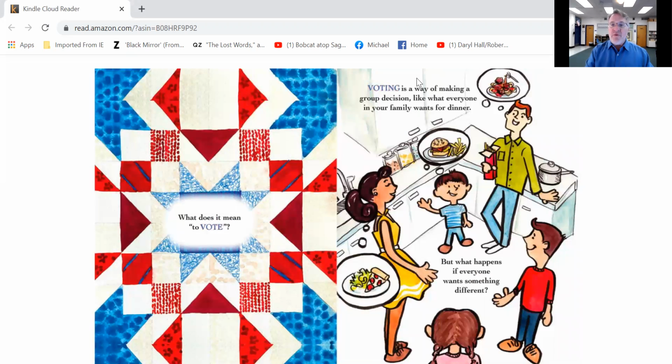What does it mean to vote? Voting is a way of making a group decision, like what everybody in your family wants for dinner. I want burgers. I want spaghetti. I want pizza. But what happens if everyone wants something different?